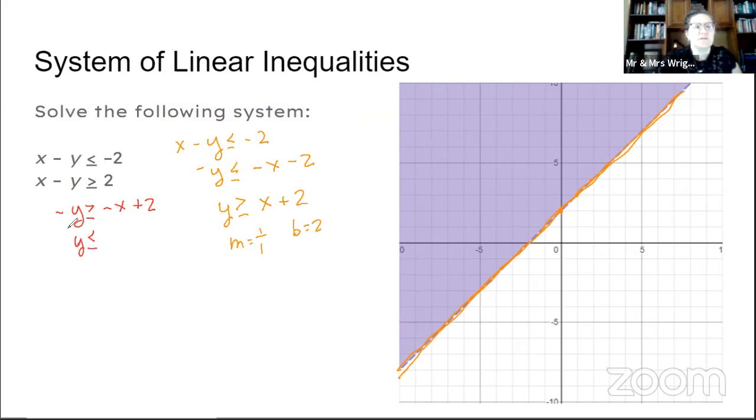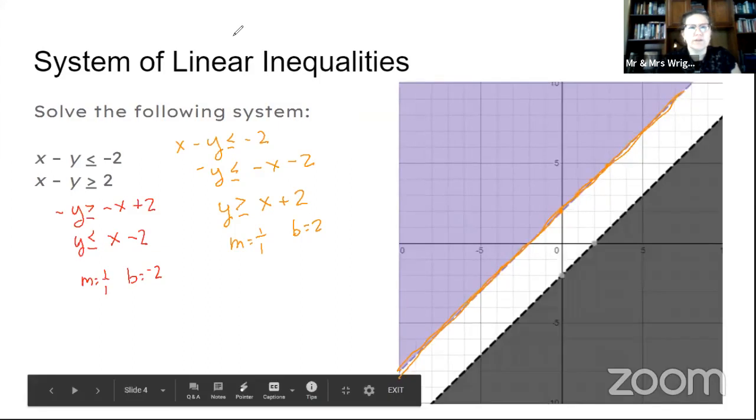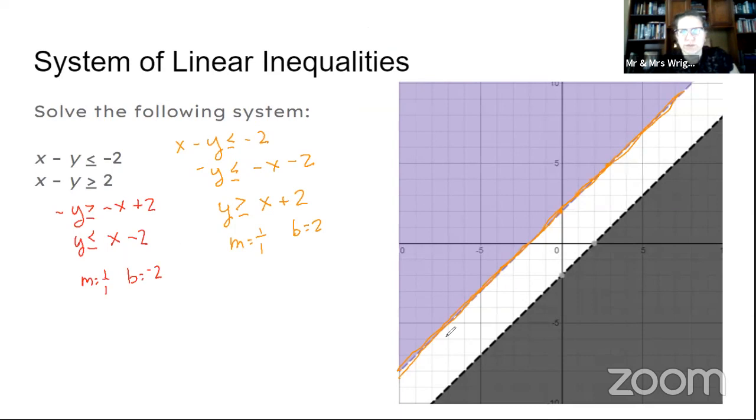And if I undo the negative in front of the y, I need to switch my signs for every single term. So my x, instead of being negative, is now positive, and my 2, instead of being positive, is now negative. So my b for this equation is negative 2, and my m is 1 over 1. So let's look at how this would graph. Here we go. This is almost complete. We see that it's less than or equal to, so we do need to have a solid line for this one as well.